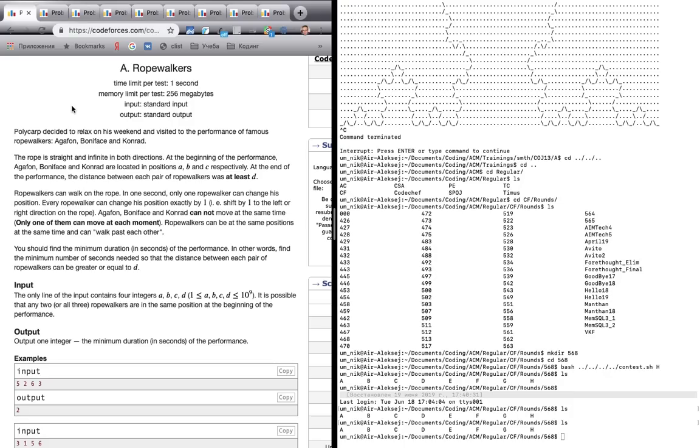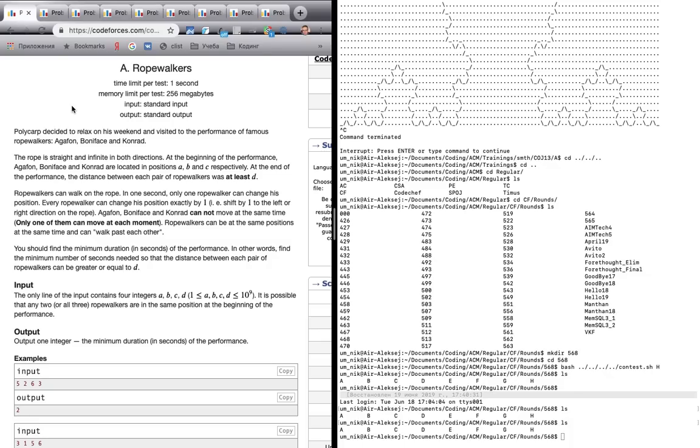Okay, so we have three persons on a line, the endpoints A, B, and C. We have to move them somehow. The score is the sum of distances we move, and we want to move them in such a way that pairwise distances between them are at least d. Well, it's obvious that they shouldn't change their relative order, so we will sort these three numbers, and from left to right they will be in this order.